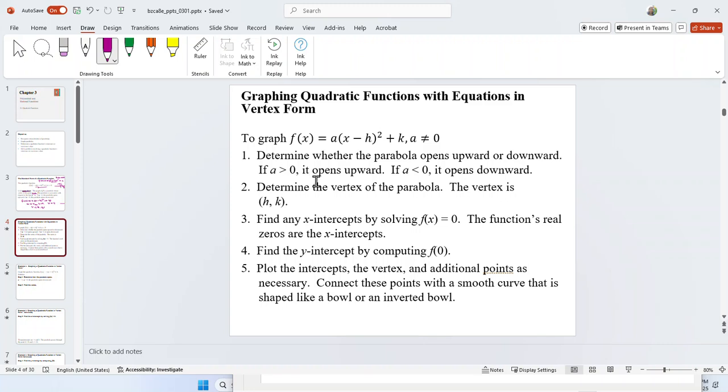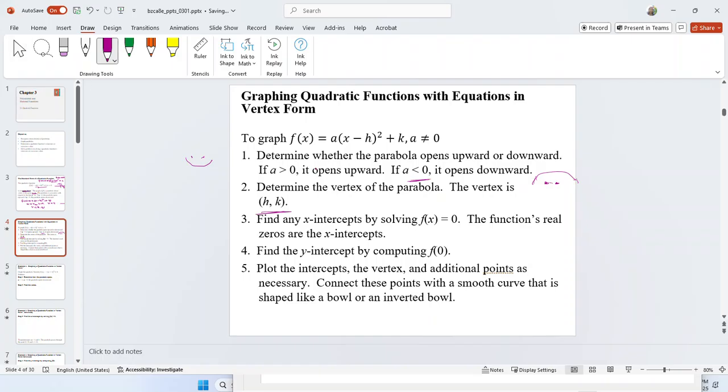In the vertex form, when a is positive, the parabola faces up, or opens upward. When a is negative, it opens downward. I usually think of the positive one like a smiling face, facing up. And when it is negative, it's kind of like the angry face, the sad face. So there's a little connection in here. And the vertex here is (h, k).